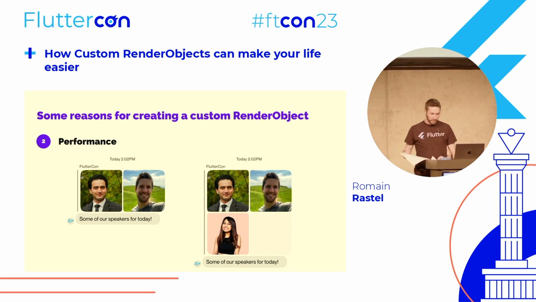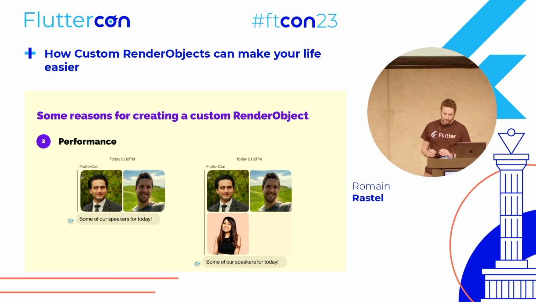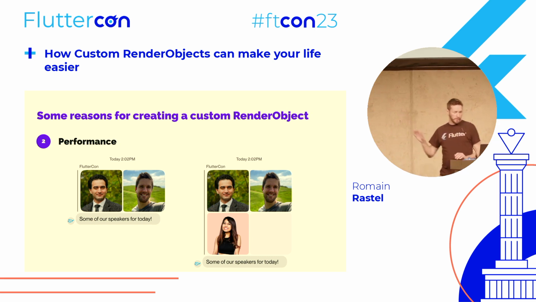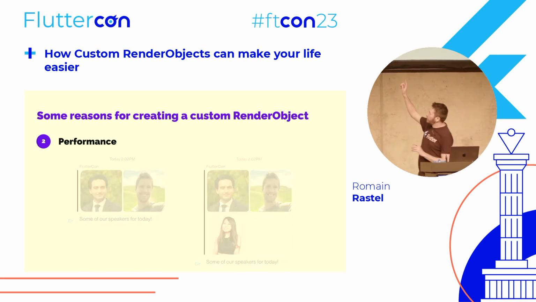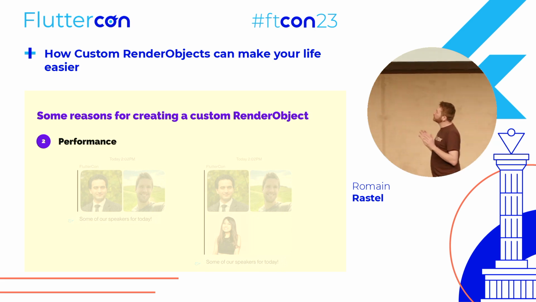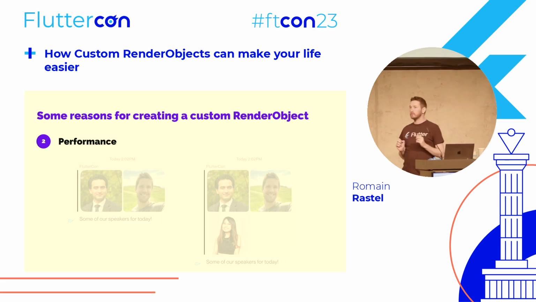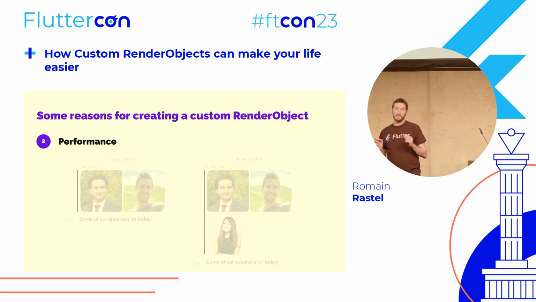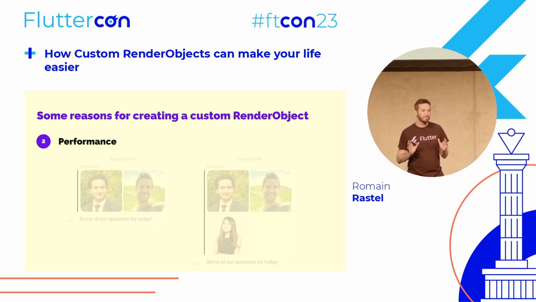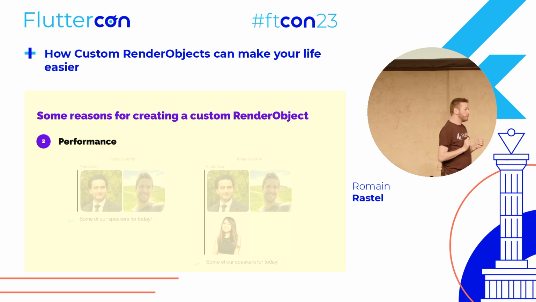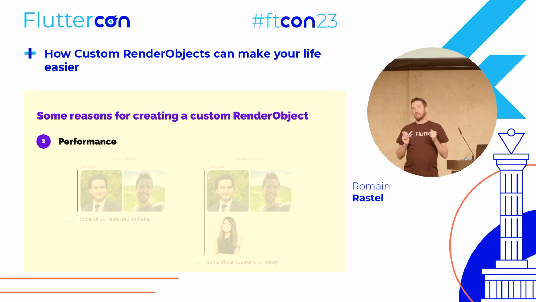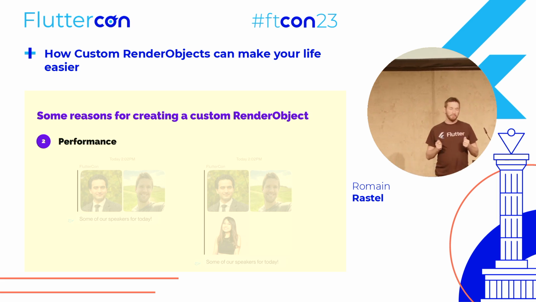Another case where it's good to create a render object is performance. So let's look at this example where we have a left gray bar here, and we want this gray bar to be as tall as the widget on the right. I'm pretty sure some of you had this requirement before and ended up using intrinsic height. Am I right? Yeah. But the issue with intrinsic height is that it is relatively expensive.